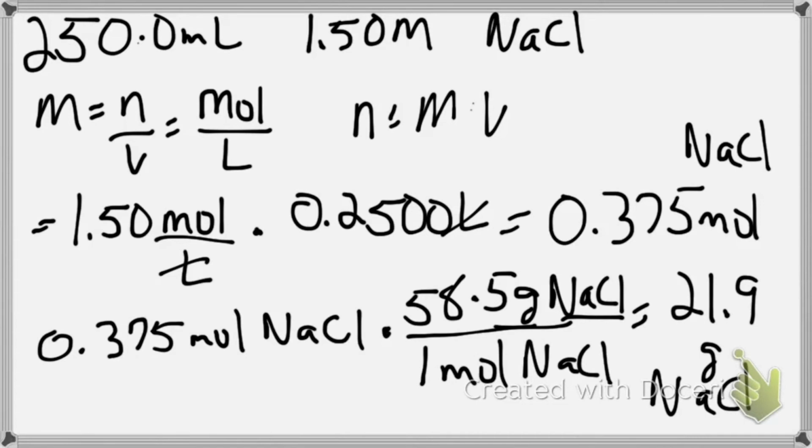That is how much you would have to put into the volumetric flask, and then you add 1 drop of the food dye and you add water up to the line. Now that's how you make the stock solution.